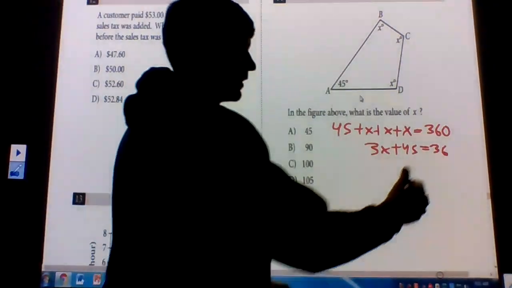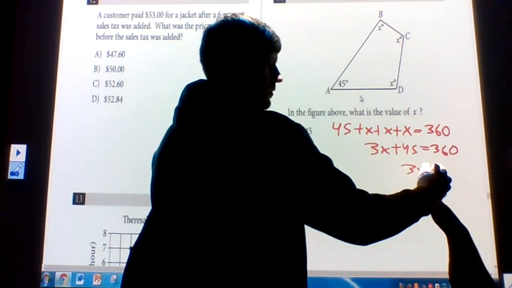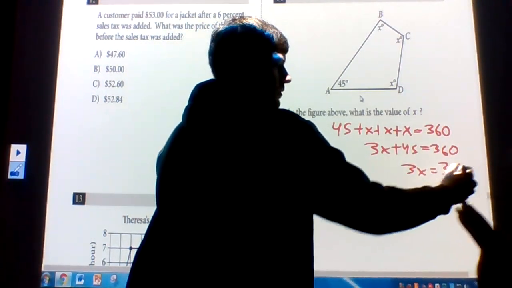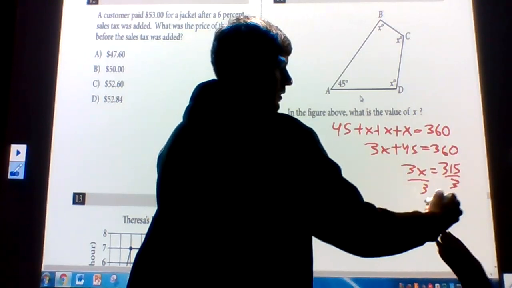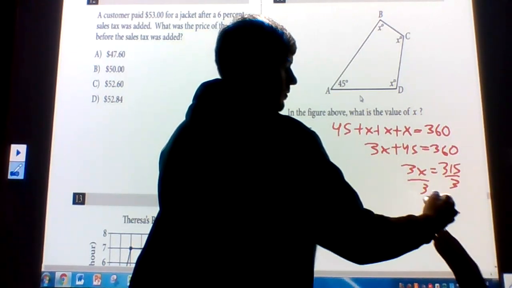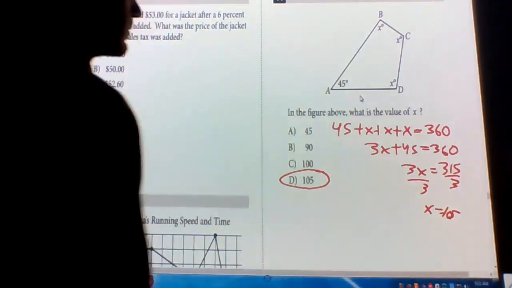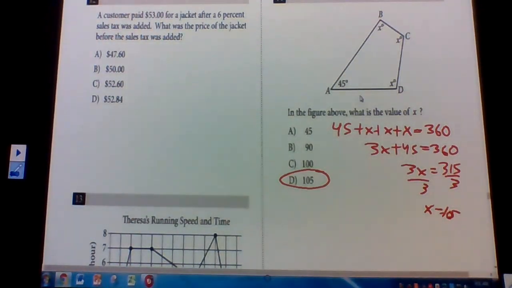But if we want to solve it out, 3x is going to equal 315, divide by 3, you get x equals 105. That's going to be D. 13 was B, 14 is D. Yep, we're good. 15.